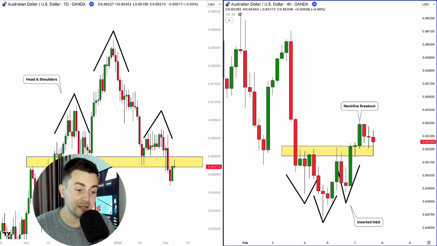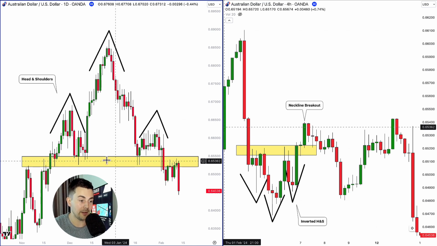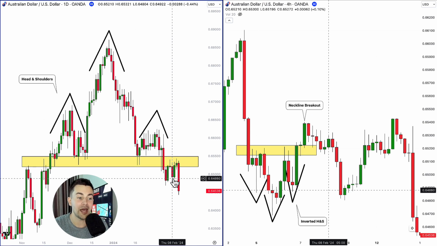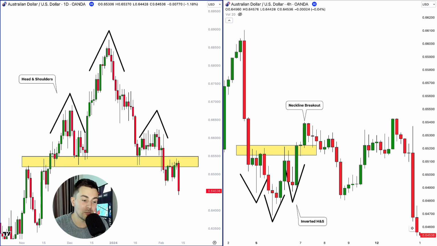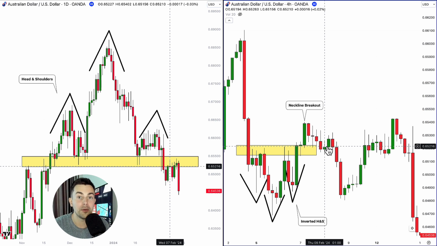So on a daily time frame we have a very bearish signal, while on a 4-hour time frame we have a very bullish signal. And you can see that after some time the price perfectly respected a broken neckline of a head and shoulders pattern on a daily and dropped from that, while the market completely neglected that broken neckline on a 4-hour time frame, simply because the signal on a higher time frame is always stronger.